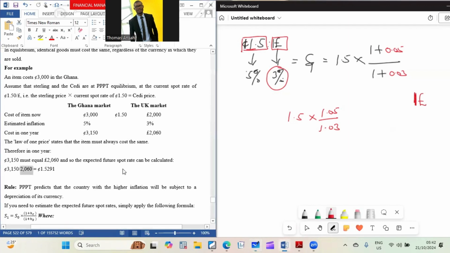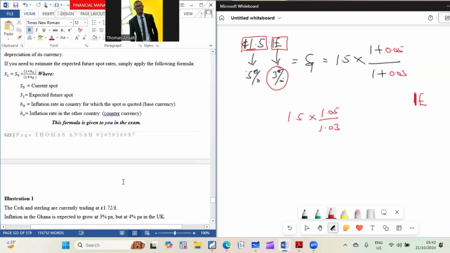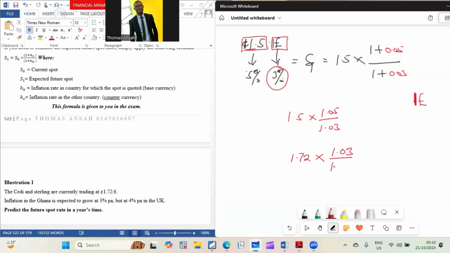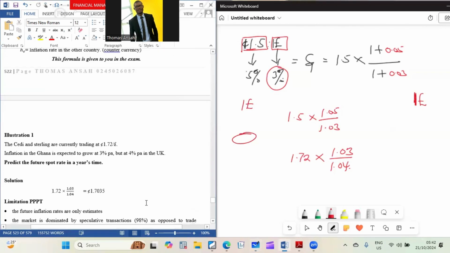So take note of that. If I give you this one, for example, how is it going to be? Like this. So CD is here, 1.72. We'll be multiplying by 1 point, which inflation rate? The Ghana one, over. So take note of that, that is what you are going to do. All right. So bear in mind that the one at the top is the one that has the figures, and the one downward is the one that has the one in front. Okay, so learn how to do it, and you'll be fine.